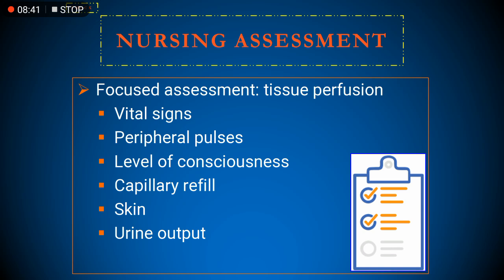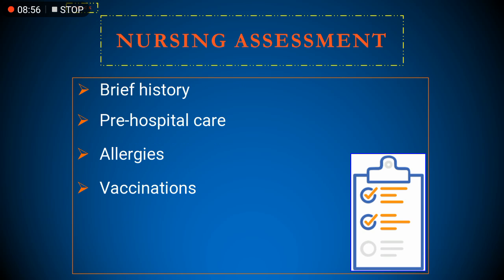Let's go now to the nursing assessment. The focus would be on tissue perfusion, to which it is important to monitor vital signs, peripheral pulses, level of consciousness, capillary refill, skin, and urine output. You need as well to obtain brief history, pre-hospital care, allergies, and vaccination.